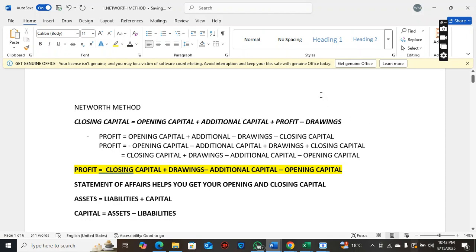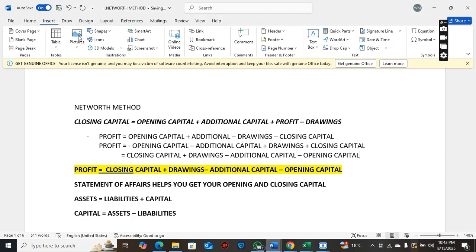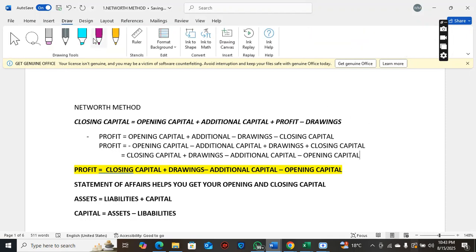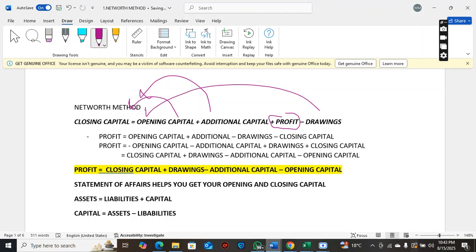But you have to remember this, okay? In mathematics, when making the subject of the formula, since profit here is positive, don't take it anywhere. Just take this one that side, this one that side, and this one that side. And you get this formula here, which is fast and easy.